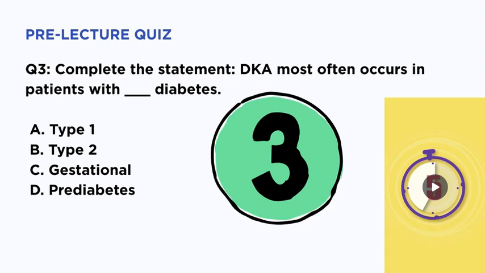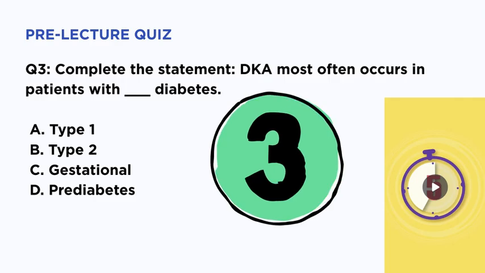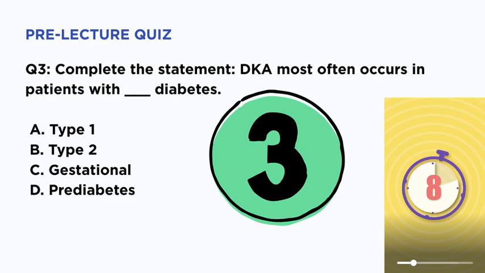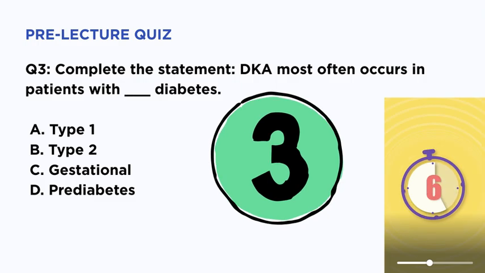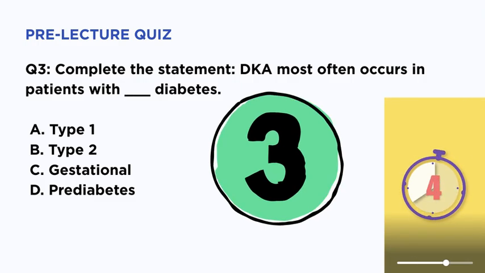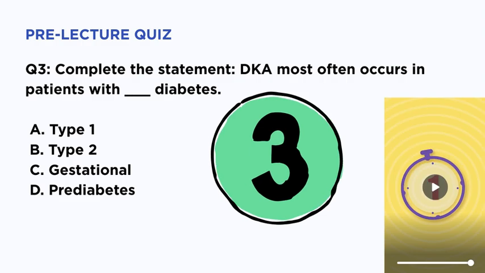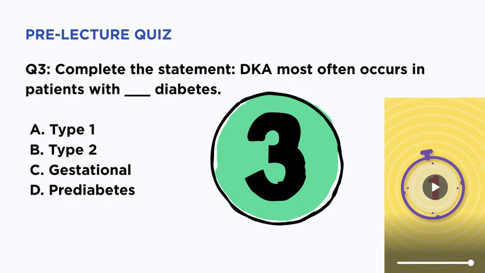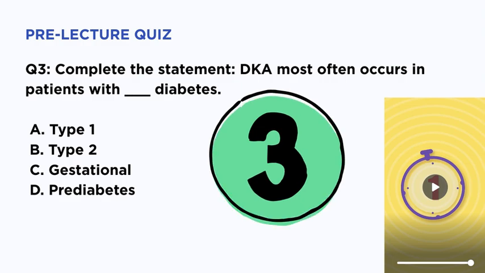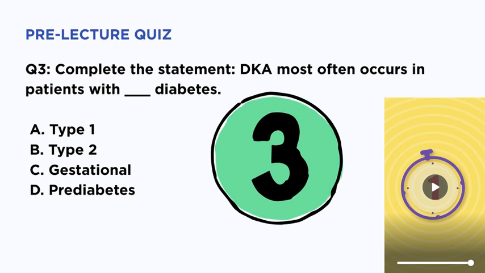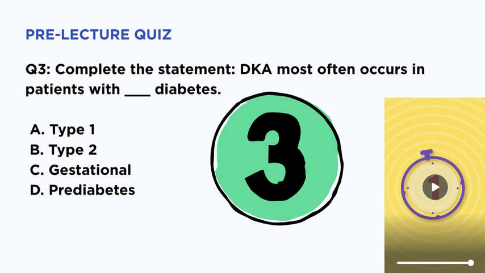Okay, so next question. Complete the statement again. DKA most often occurs in patients with blank diabetes. That's our question number 3. The 10 seconds is almost up, so there you go. The correct answer is letter A. Does it occur in type 2 diabetes? Yes, it does. But more often than not, type 1 diabetes is the one that's usually affected with DKA.